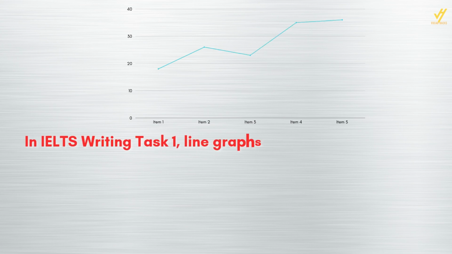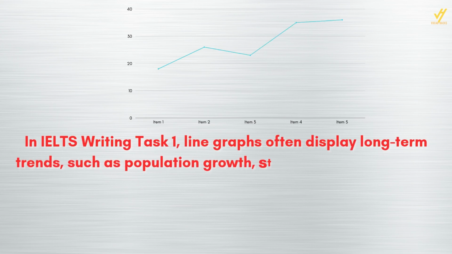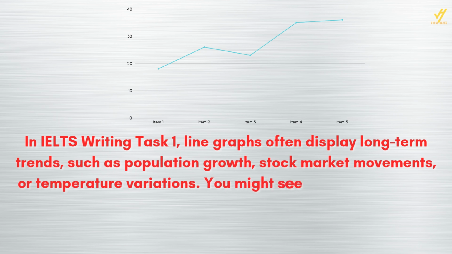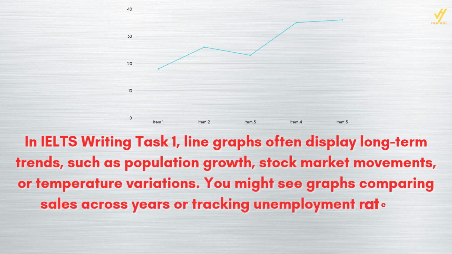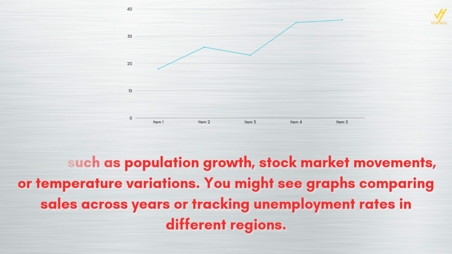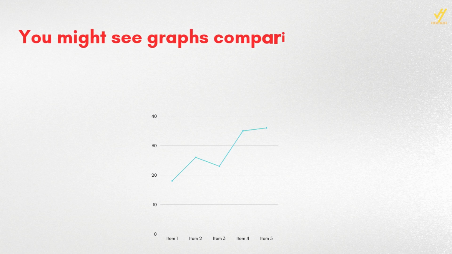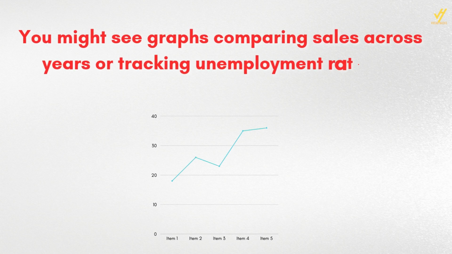In IELTS Writing Task 1, line graphs often display long-term trends, such as population growth, stock market movements, or temperature variations. You might see graphs comparing sales across years or tracking unemployment rates in different regions.